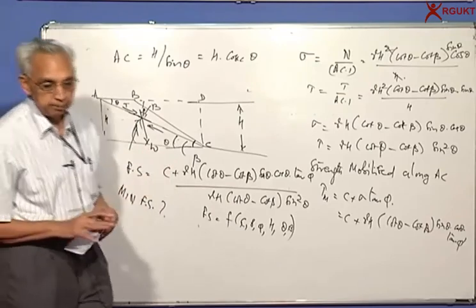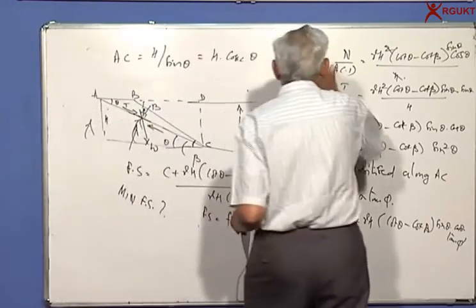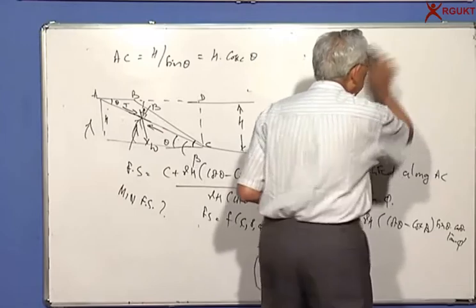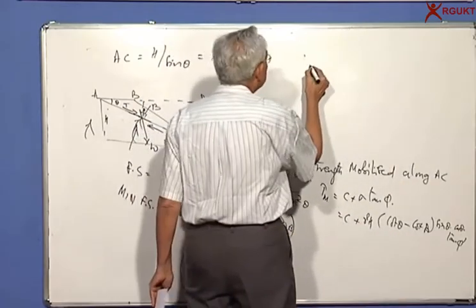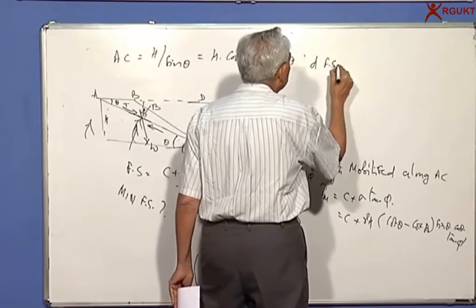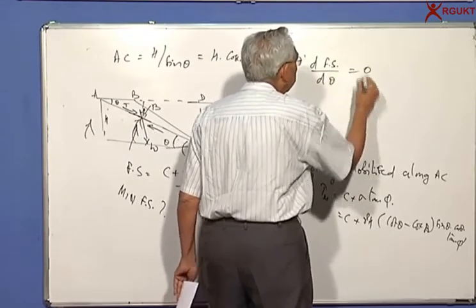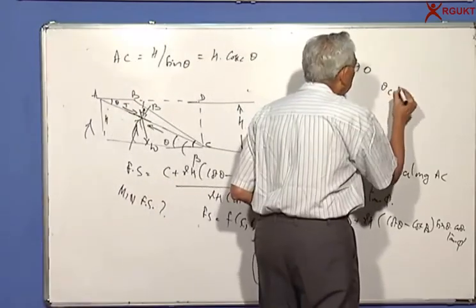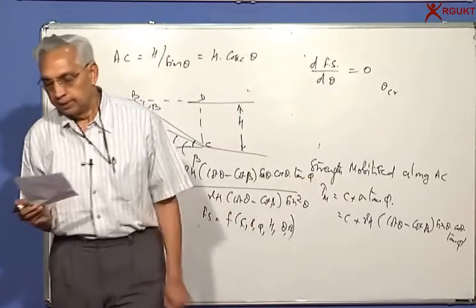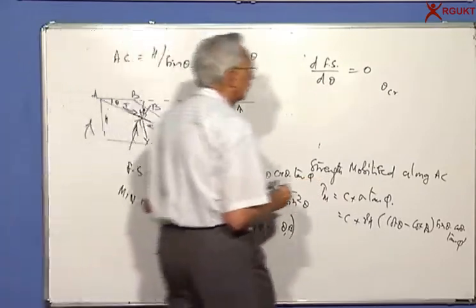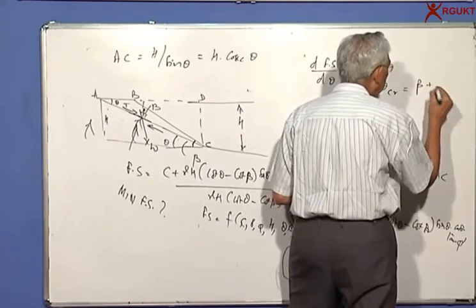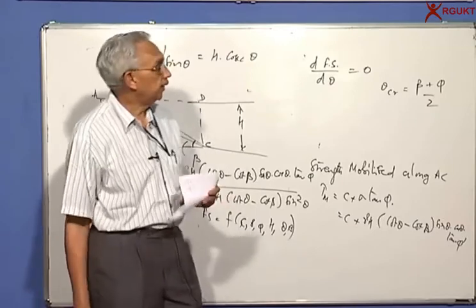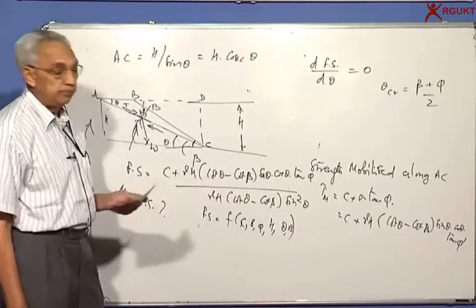So when you go back to your basic calculus, in order to find out minimum, all that you have to do is take the derivative and equate to 0. So if I now differentiate d factor of safety by d theta and equate to 0, you will get the theta critical. What is that critical angle which will give you failure surface? And you will find that theta critical is equal to beta plus phi by 2. That's as simple as that, for particularly the very little friction angle, etc.